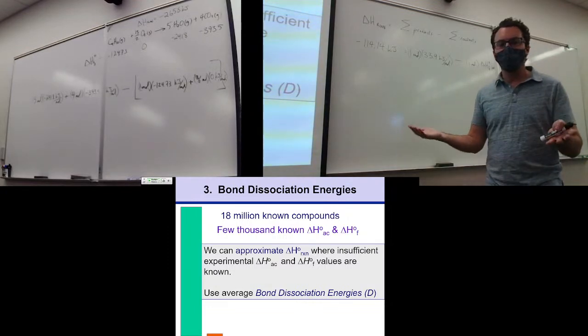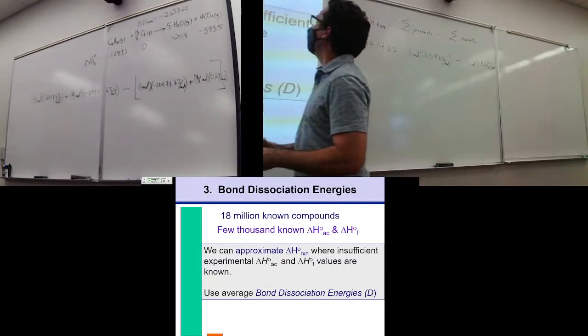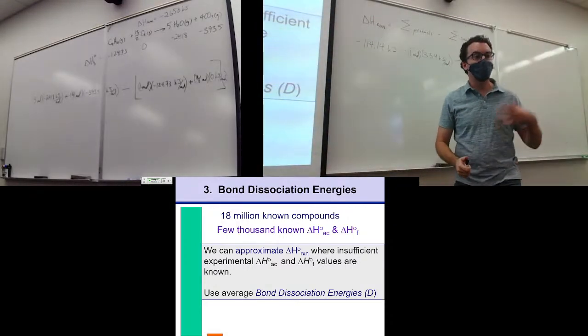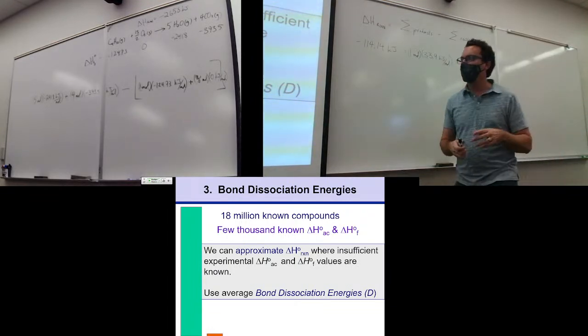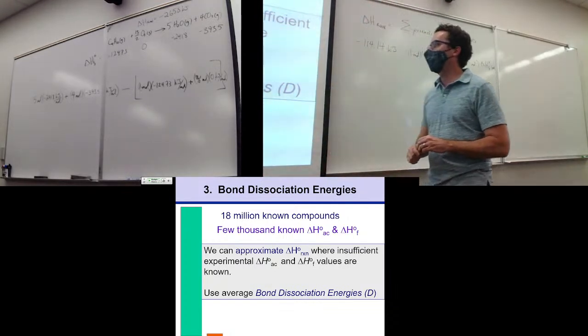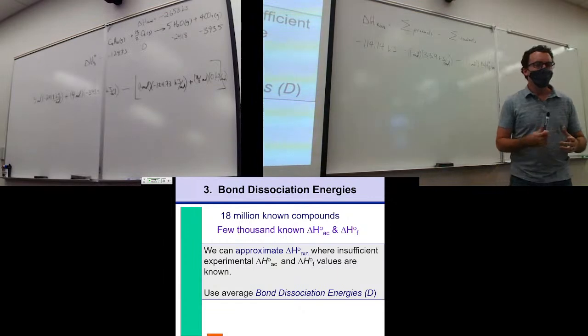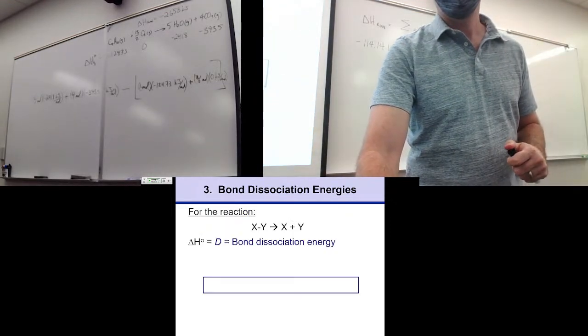So what if it's not in the list? What do we do? And you can ignore this part. But what if we don't have the delta H of formation of something, and we want to calculate a delta H anyway? And I don't want to go in the lab and measure it. Maybe it's hard to measure. Well, we can do something else. We can use something called bond dissociation energies. So this is a third way to calculate a delta H of reaction.